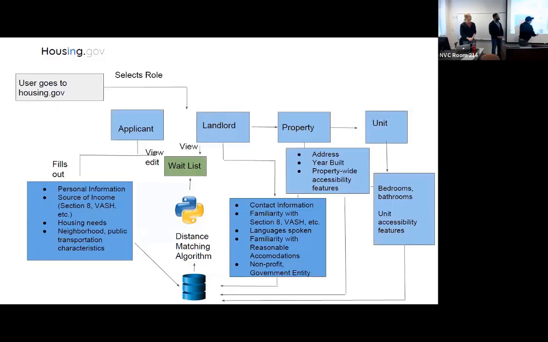And all of this feeds into a database that will be very secure. And then within the database, given the information from the landlords, the properties, and the applicants, there's a distance matching algorithm that Masa will talk about, and that's what generates the wait list in ranking order.